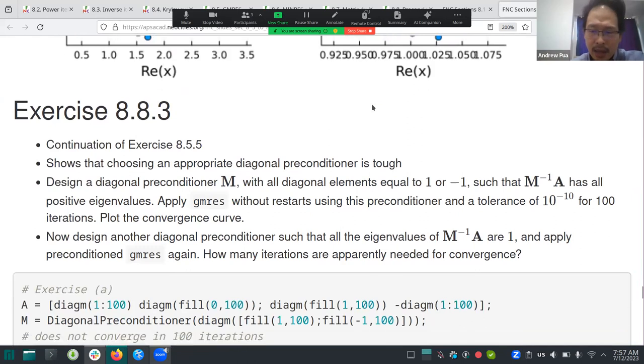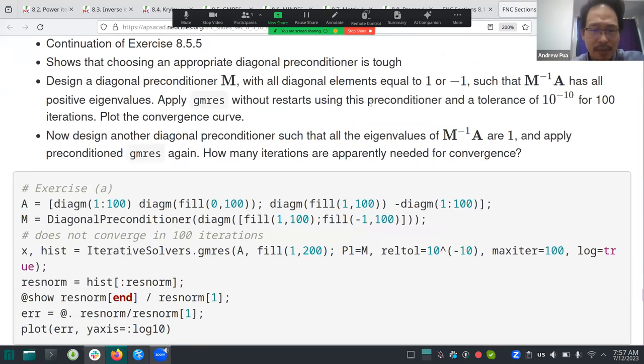The remaining exercises are about how to include preconditioning into the command and its effects, and how what you think might work for one problem may not necessarily work for another problem. That's another thing that is pointed out.